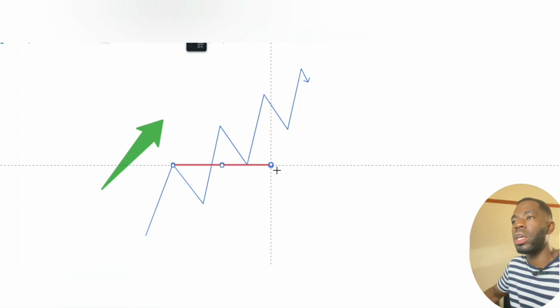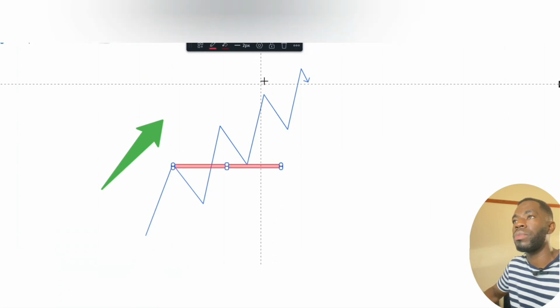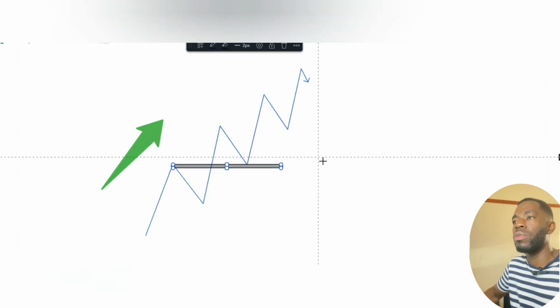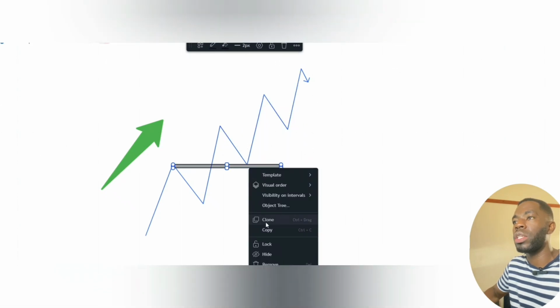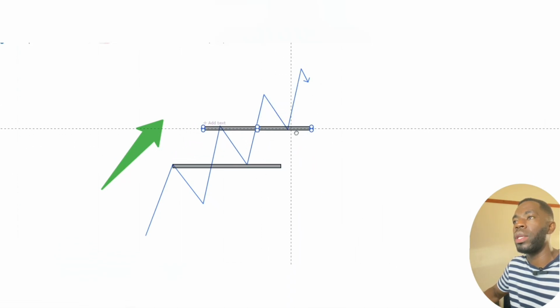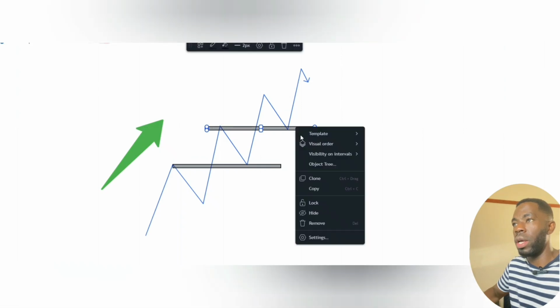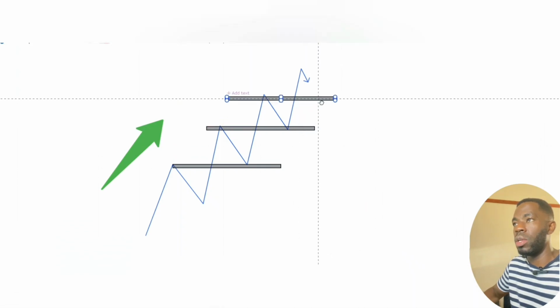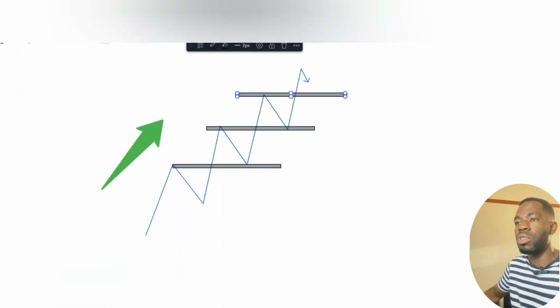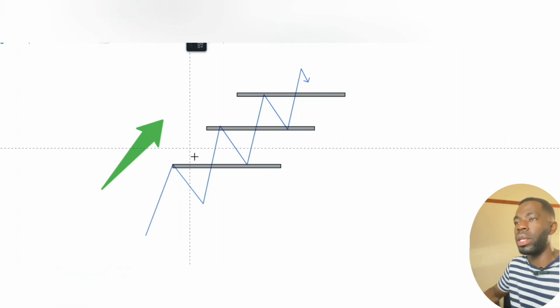This is a break of structure here. There's a break of structure there. I'm going to change this to black. There's a break of structure there. There's another break of structure over here to the upside, and another one over here to the upside. So it has to be a break of structure to the upside in a bullish trend.